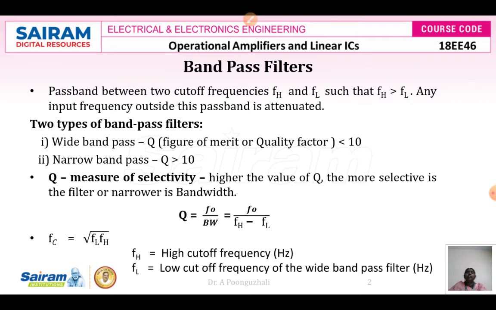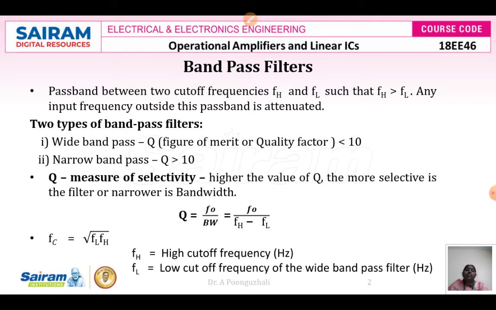A band pass filter is going to allow a range of frequencies. Here the range of frequencies is between FL and FH. When the frequencies between FL and FH are allowed, we call that range the passband range or passband frequencies. When designing the passband frequencies, they should be designed in such a way that FH is greater than FL.